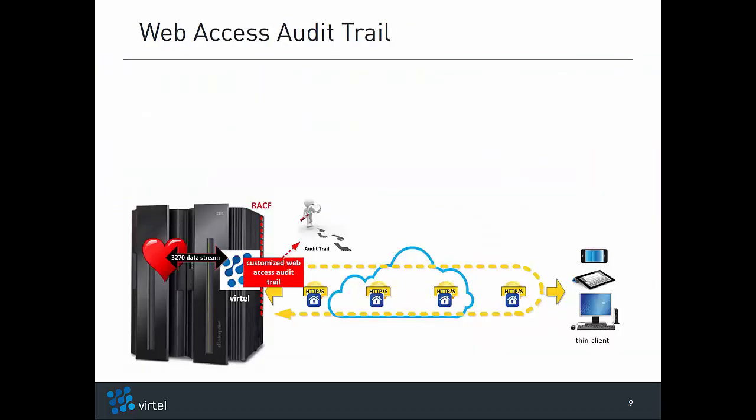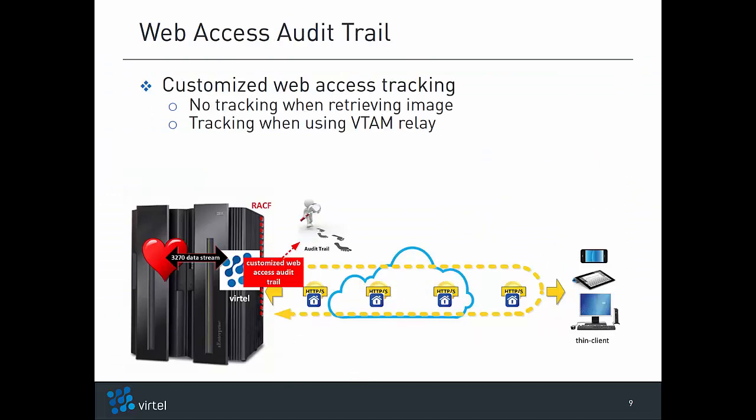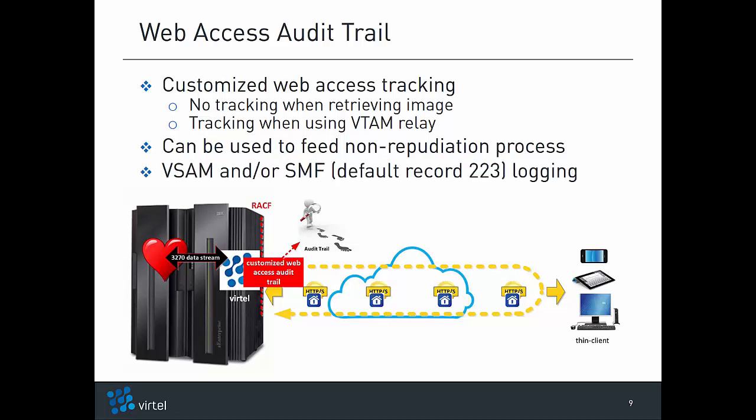Now let's discuss Web Access Audit Trail. Virtel enables administrators to define the Web Access Audit Trail that they want to save. For example, no tracking when retrieving an image, but tracking when using a VTAM relay. This data can be used to feed a non-repudiation process. It can be stored in a VSAM file and/or SMF, by default SMF record 223.